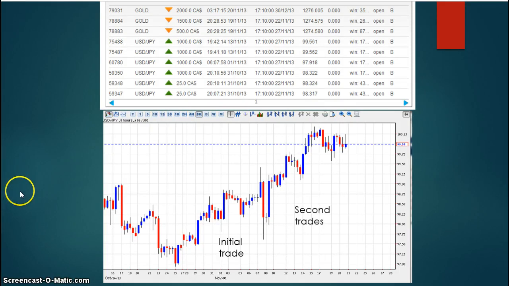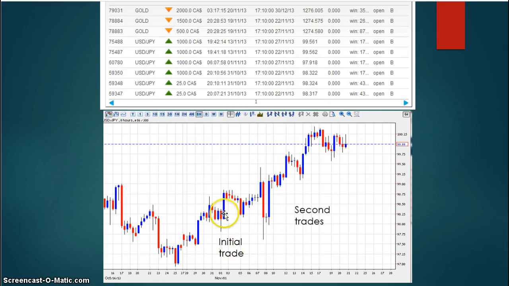As you can see, we took two beginning trades expiring on the 22nd, and two expiring on the 27th of November. When we took the initial trades, dollar yen was trading at 98.3, right here, 98.3. And we took it up. Right now, the dollar yen is about 100.